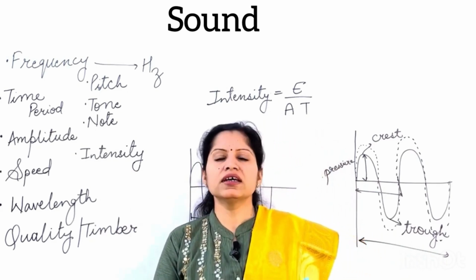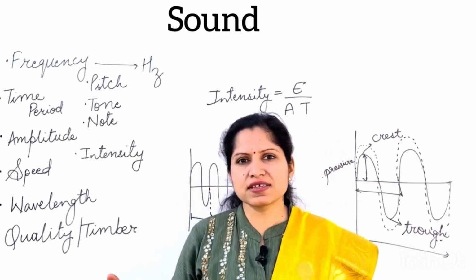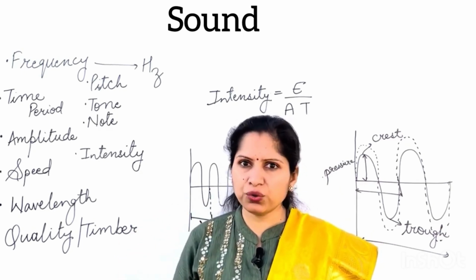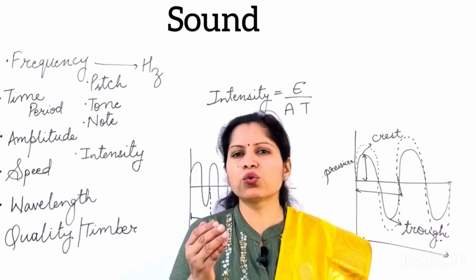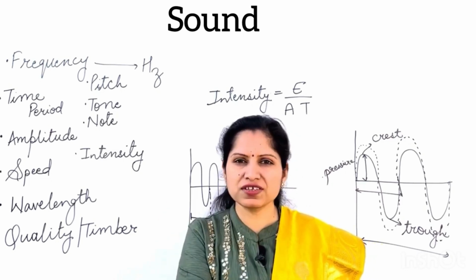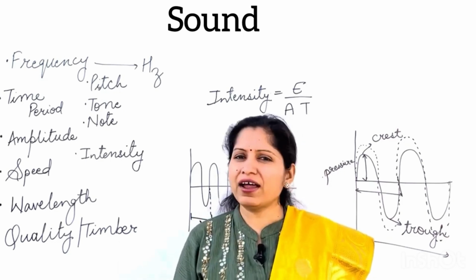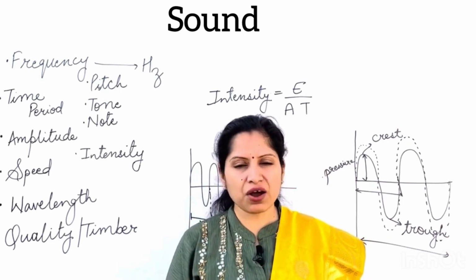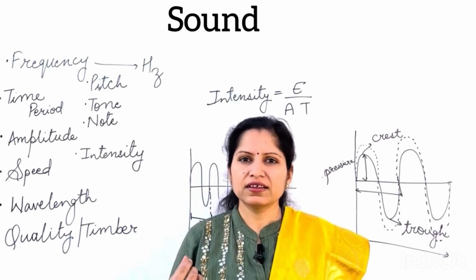Now we talk about quality or timbre of sound. Quality or timbre of sound is like if two persons are speaking with the same loudness and the same frequency, then also the quality of their sound is different. For example, the quality of sound of Lata Mangeshkar is different from that of Asha Bhosle and very different from that of mine. So the quality or timbre of the sound depends from person to person.